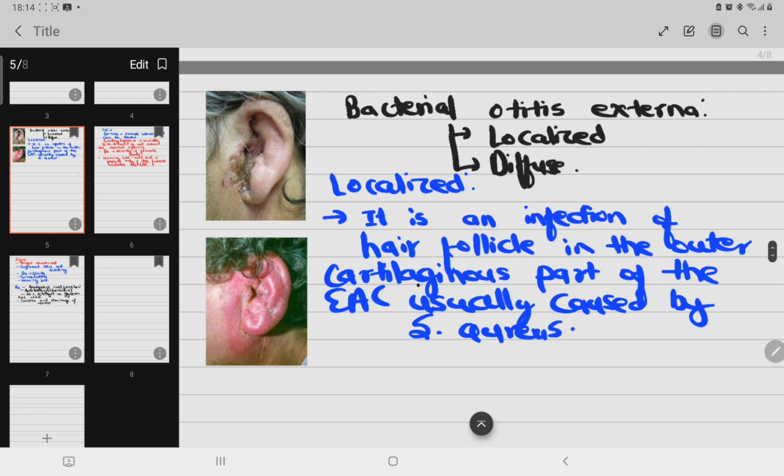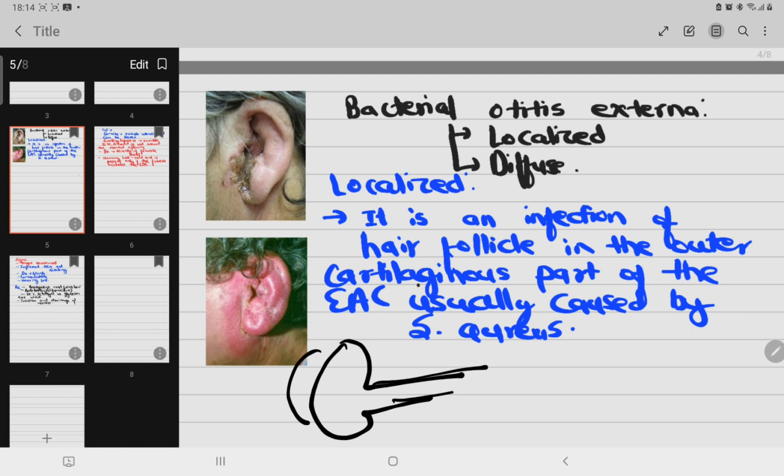Let's talk about it here. This is the auricle and this is the EAC, and the EAC is composed of a cartilaginous part and a bony part. The cartilaginous part consists of ceruminous glands and pilosebaceous glands. Also there are hair follicles. If a hair follicle gets inflamed by Staphylococcus aureus, it is called localized bacterial otitis externa.